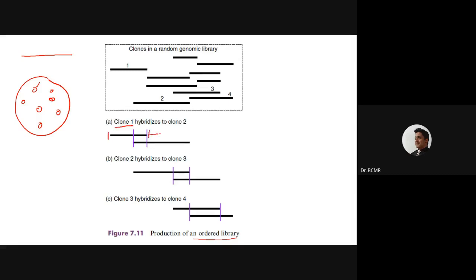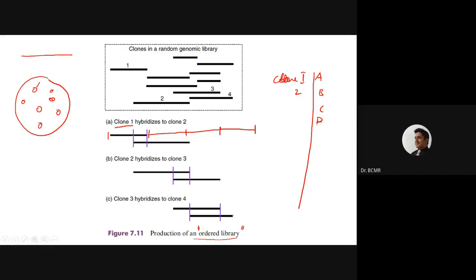First, clone 1 has this much DNA, followed by this DNA, followed by this DNA. You have already labeled the clones: clone 1 has gene A, clone 2 has gene B, clone 3 has gene C. You have already put them in order based on their occurrence on the DNA. That is called an ordered library.